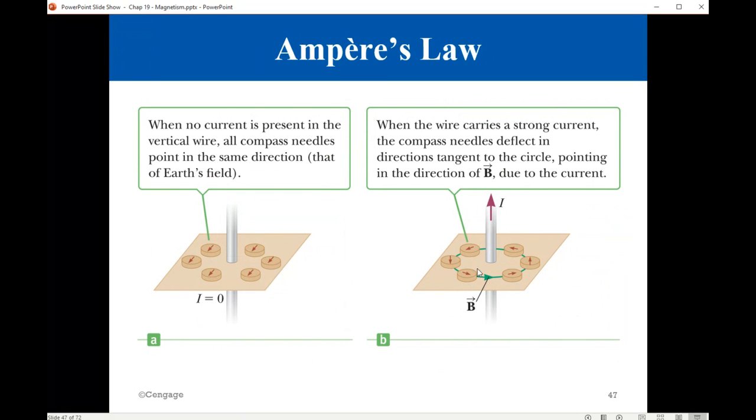In this case, the thumb represents the current, so the curling of the four fingers will determine the direction of the magnetic field line. So the compass needle will change its direction this way, and from the direction of the compass needle, we can map the magnetic field lines.